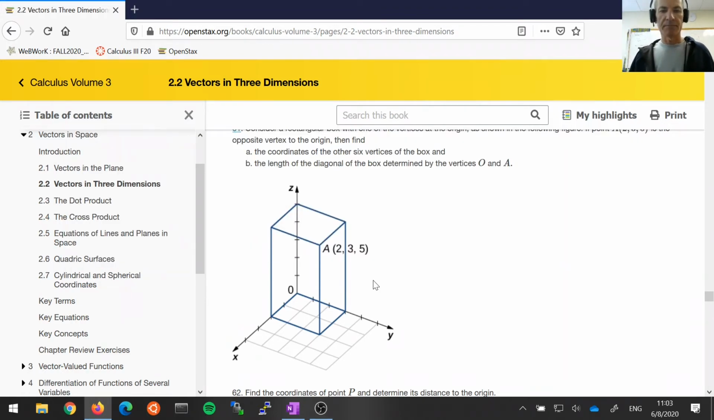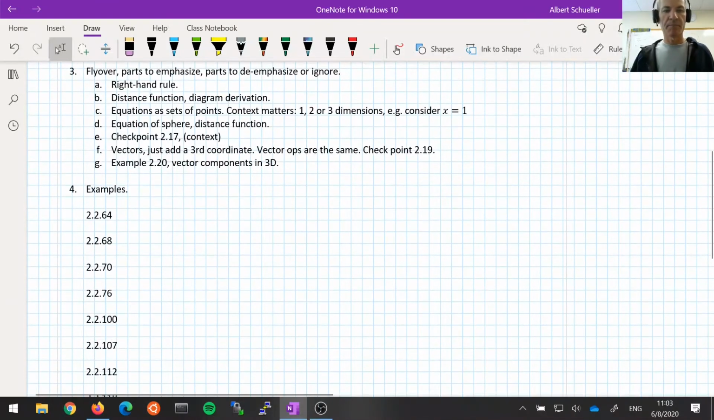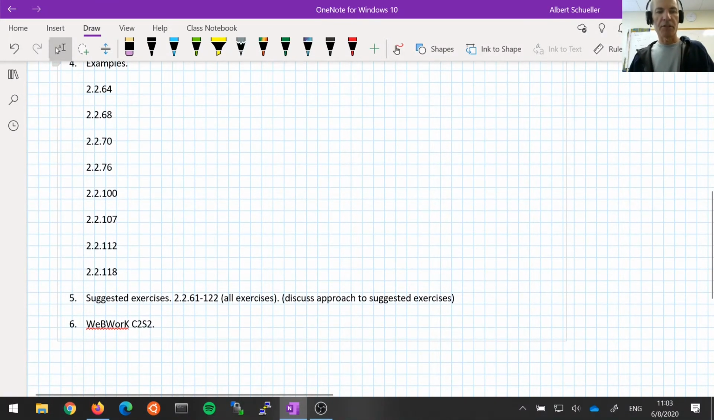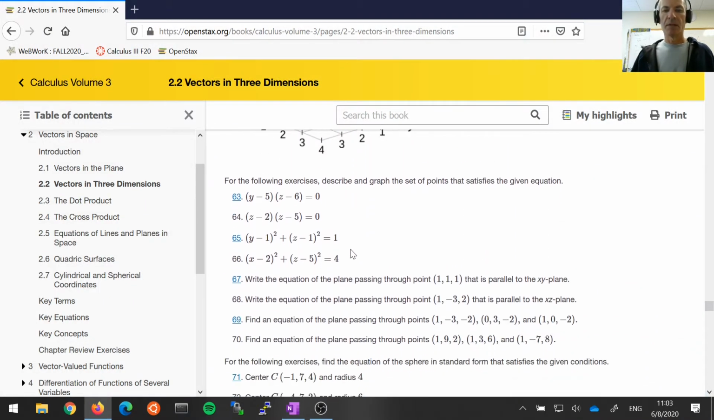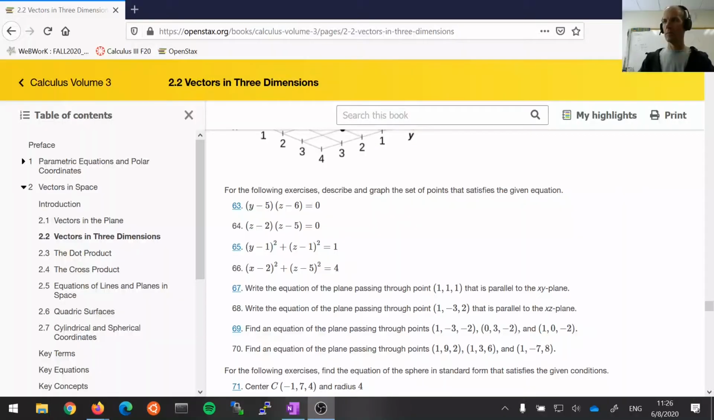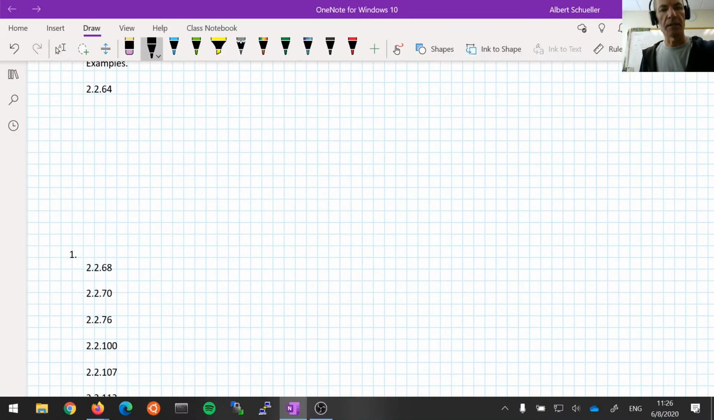First example, let's go and check our notes here. Let's talk about problem 64. In problem 64, you're asked to describe and graph the set of points that satisfy the given equation. So here we've got (z minus 2) times (z minus 5) equals 0. And as we've already mentioned in the earlier example, this means either z is equal to 2 or z is equal to 5.